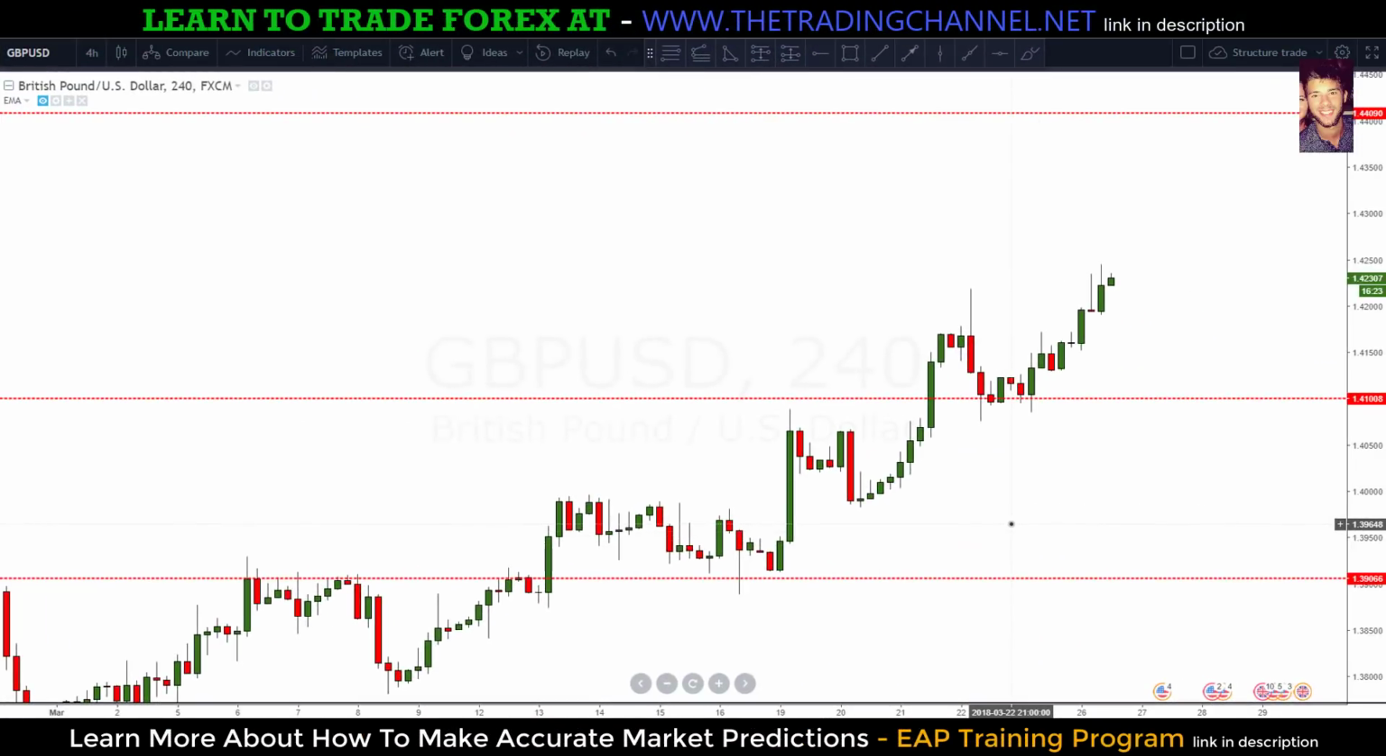So back here on the pound dollar, guys, you can see that we did pull back into this previous level of resistance, and we ended up getting a nice push into trend continuation. What happened after that? We pulled back into our next previous level of resistance that we broke, and we've pushed up into trend continuation since then as well.